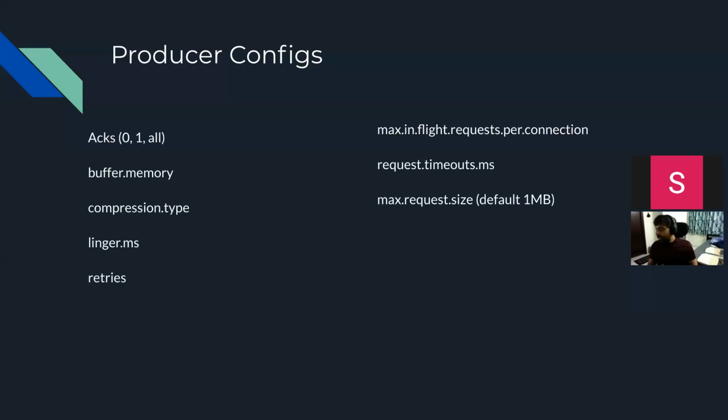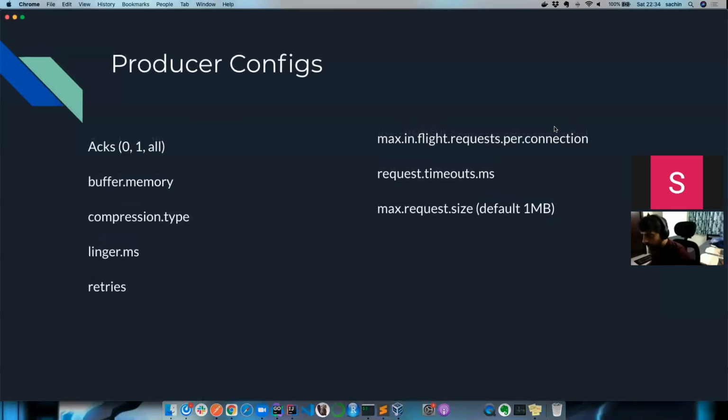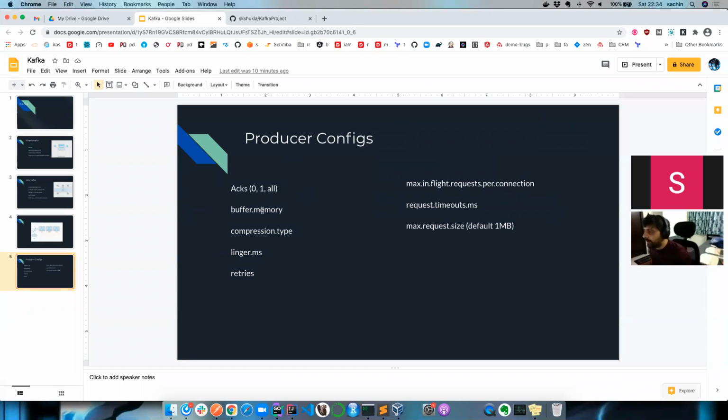Request timeout milliseconds. As the name suggests, this is the time limit which the producer will maximum wait before erroring it out. And the max request size, the default value is 1 MB. Basically, if you're pushing a message, one message cannot be more than 1 MB. Or if you're sending a batch of messages, it has to be that the total size of that batch is less than or equal to 1 MB. All right, so let's quickly try at least a few of the parameters.